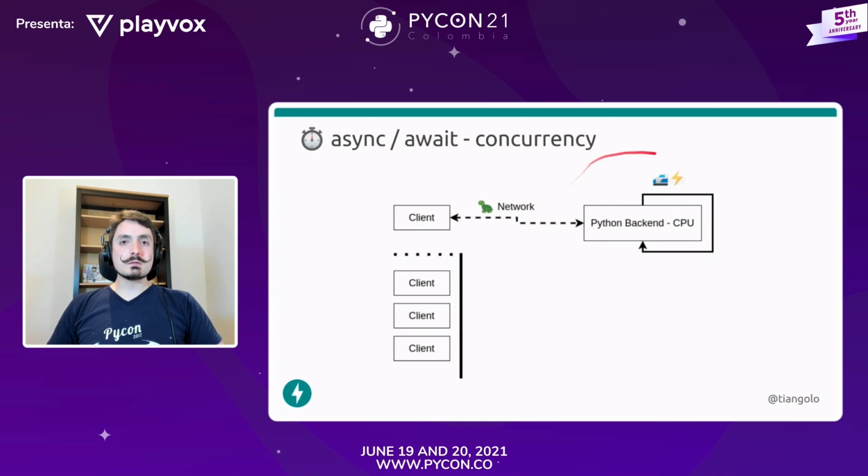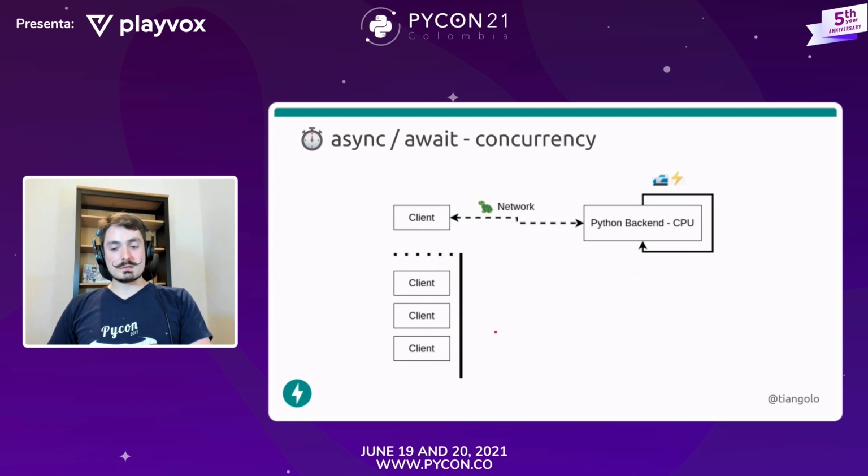So Python in the backend will be fast compared to the network, but then we are waiting to serve each client at a time, and the network is super slow. We're waiting for one client. After this one is finished, then we take care of the next, and then the next, and then the next. So this is not efficient.